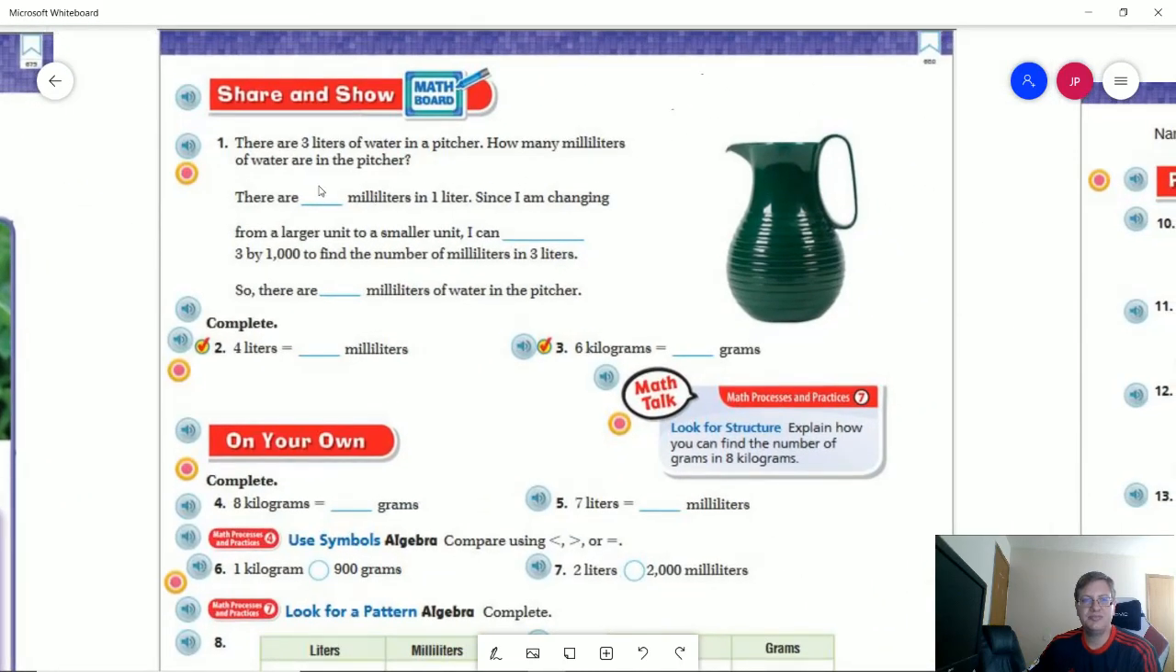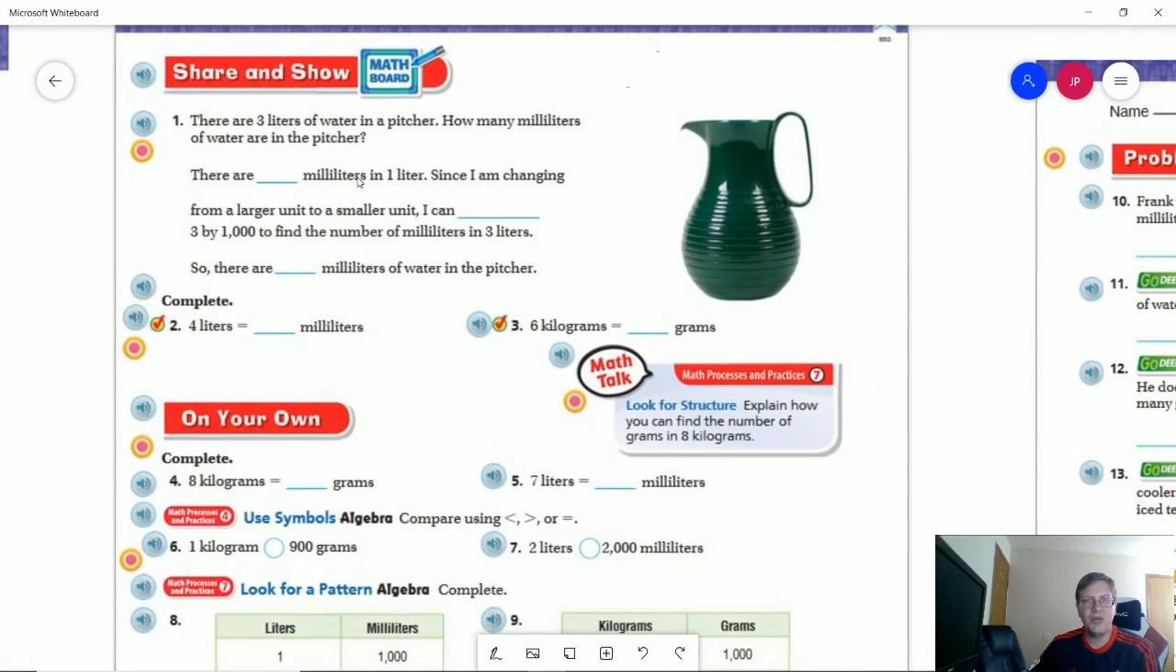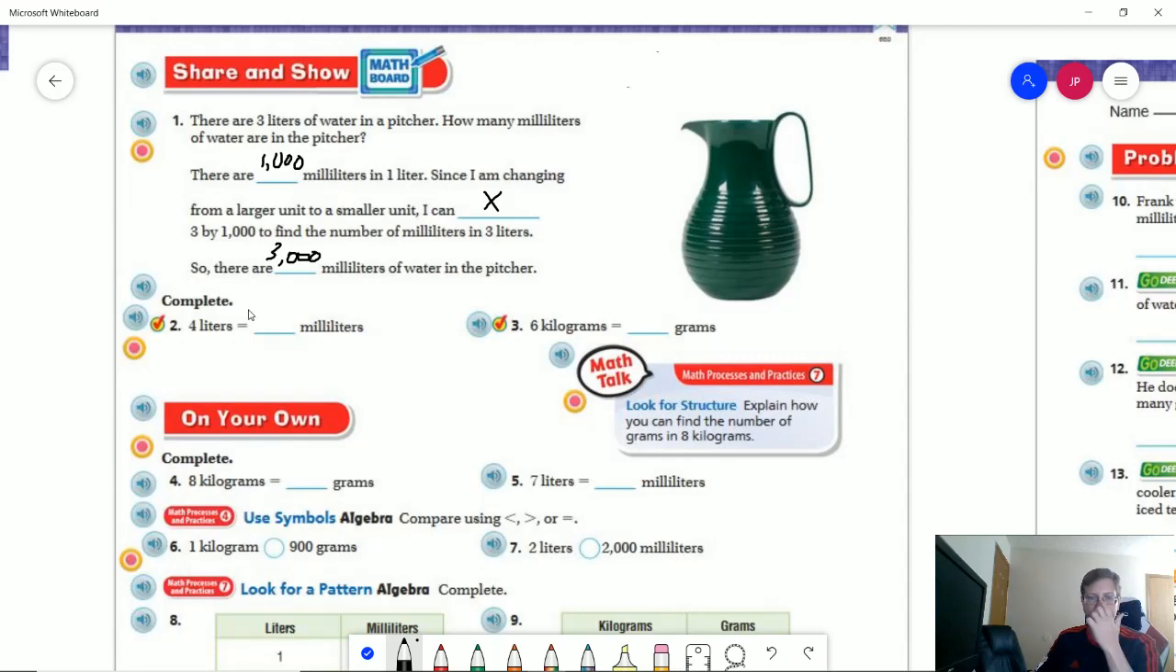Number 1, we have 1,000 milliliters in 1 liter. And so you can actually get this by looking a little bit further down the page. I can see it right here with number 8. Since I'm going from a larger unit to a smaller unit, I can multiply 3 times 1,000. And that would give us 3,000 milliliters. So again, for all of these, you're going to take this number here, multiply it by 1,000. So pause the video if you need to, and that will get you pretty much through this whole page.